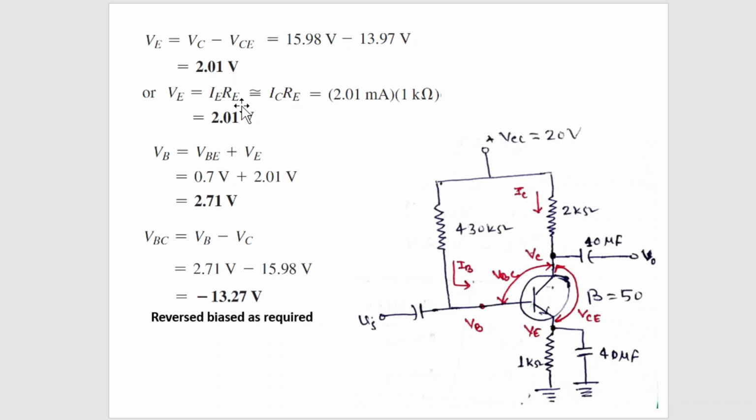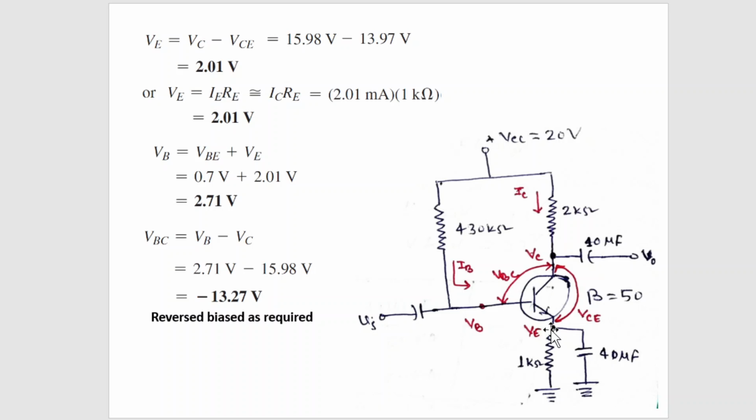And we know that IE can be written as approximately equal to IC into RE. IC is known, IC is 2.01 milliampere and RE is equal to 1 kilo ohm. So this VE is equal to 2.01 volt. That means both voltages are the same, means both are correct, whether you determine by this method or that method. The voltage at the emitter terminal is 2.01 volt.